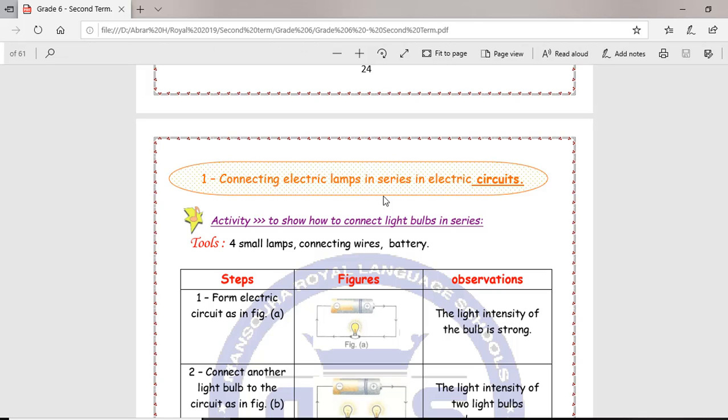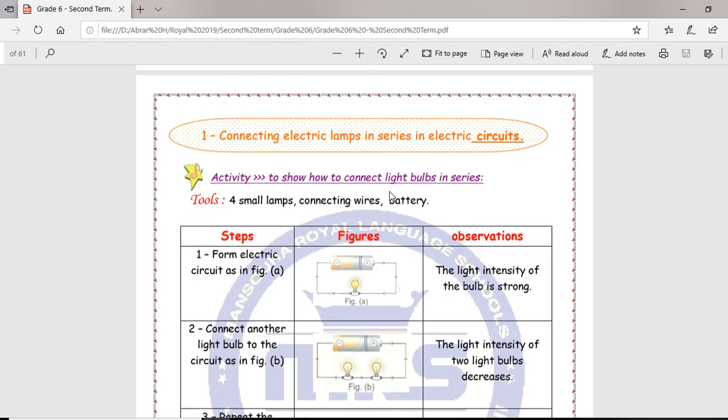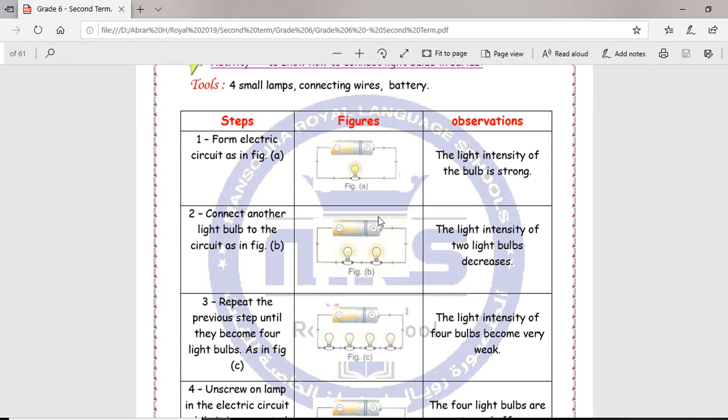First one, let's talk about connecting electric lamps in series connection. We have here an activity to have one way only for electricity. I have here the wire starts from the positive and ends in the negative, and we have one electric lamp. First, let's make a complete simple electric circuit. I have here battery, wires, and electric lamp.